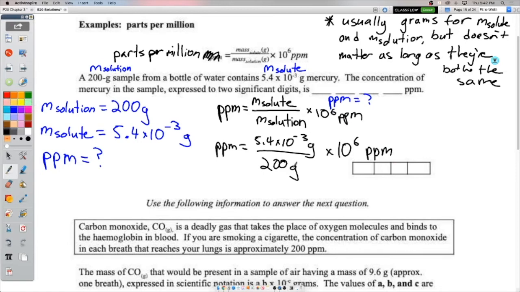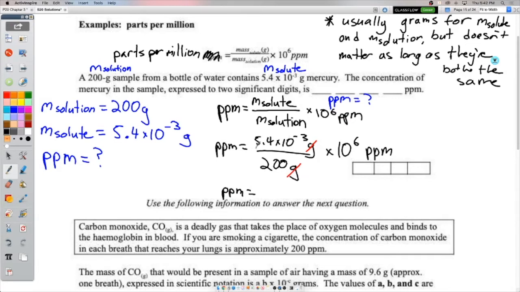Again, it doesn't matter what they are as long as they're the same, but grams are definitely the same, leaving me with my only units being ppm. That's good. That's what I wanted, right? So this means when you do the math, you should be getting ppm equals, and again, 5.4 times 10 to the negative 3. Guys, don't be scared of that. That's just a number, right?